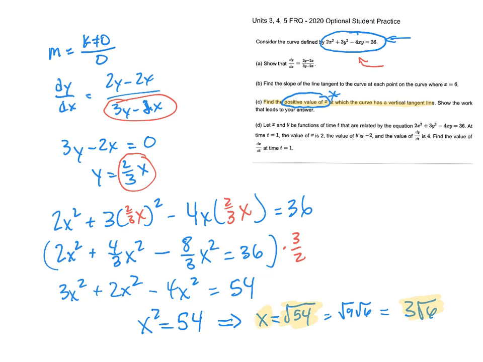That's the x equals, where this curve has a vertical tangent line. All right, just double checking. It looks like we've got it. Let's wrap this thing up with letter D on the next slide.